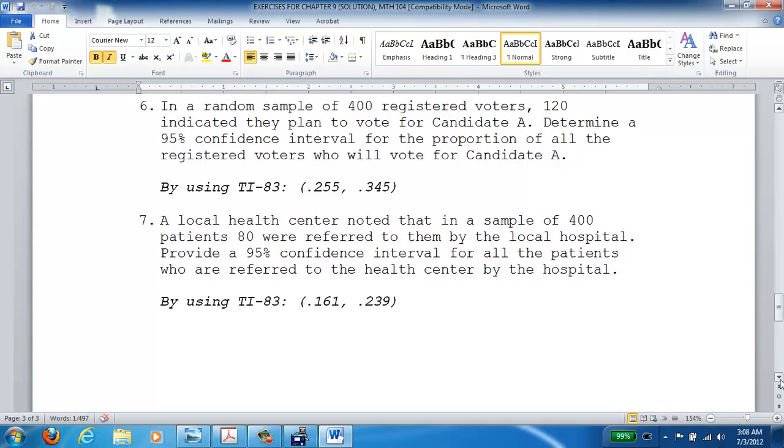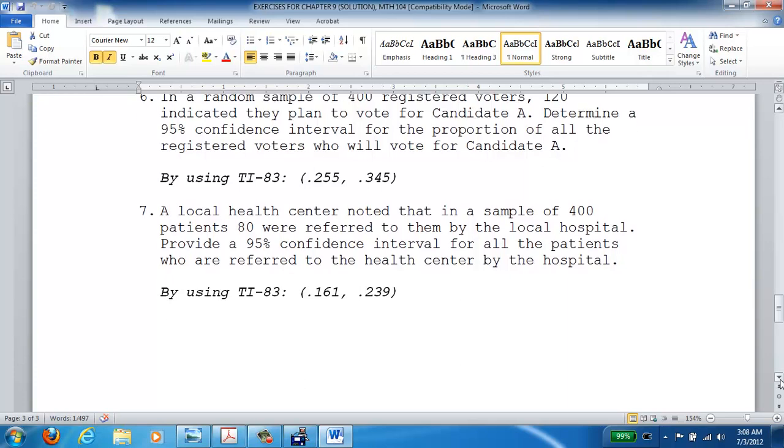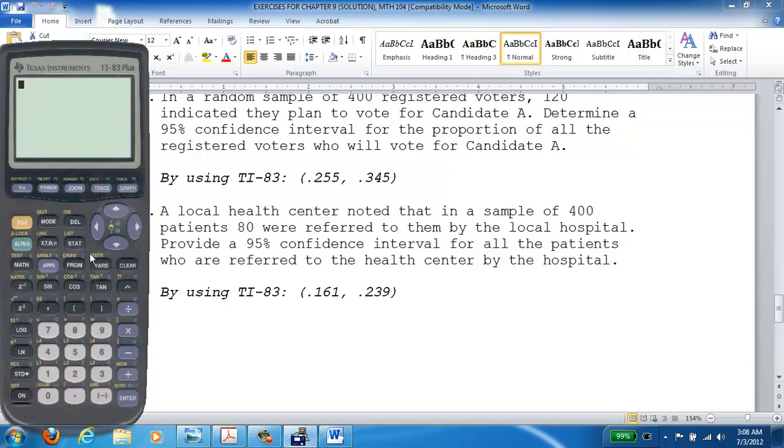Again, problem 7, confidence interval for the proportion. So the X is 80, the N is 400. So we go to Stat, Tests, 1-proportion z-interval, X is 80. The sample size is the same as problem number 6, and the confidence level is the same, 0.95. Click calculate. 0.161 to 0.239. That means from 16% almost to 24%.